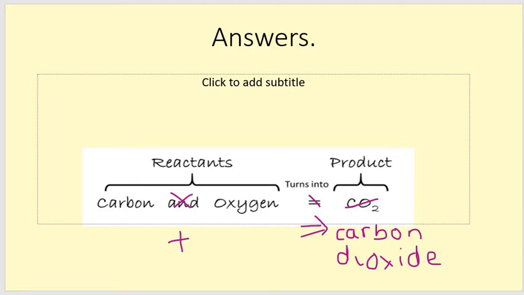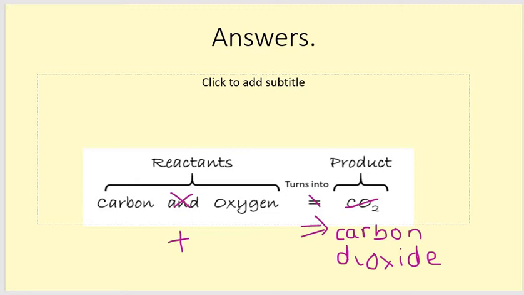Where it says turns into should not have an equals, it needs to have an arrow because there is a change occurring. And the arrow also shows the direction of change. It only points in one direction, so this is not a reversible reaction. It happens in one direction only.